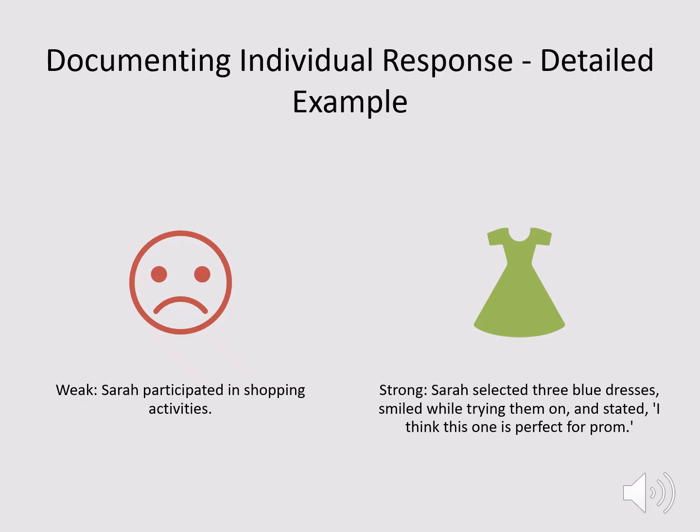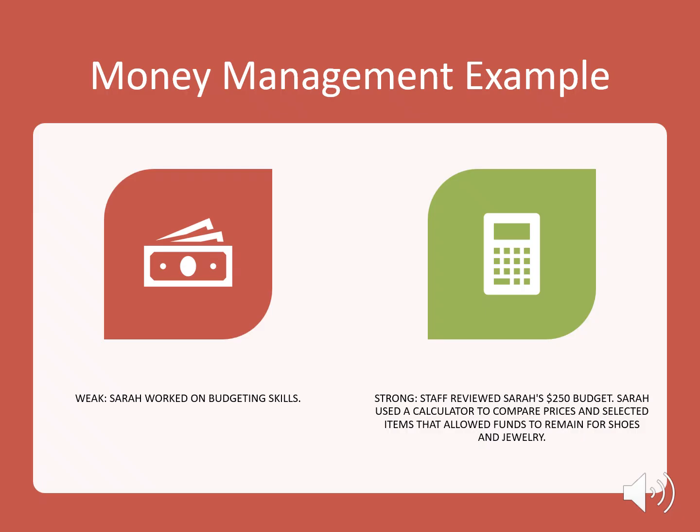Documenting individual response, detailed example. Weak: Sarah participated in shopping activities. Strong: Sarah selected 3 blue dresses, smiled while trying them on, and stated, "I think this one is perfect for prom." Money management example. Weak: Sarah worked on budgeting skills.